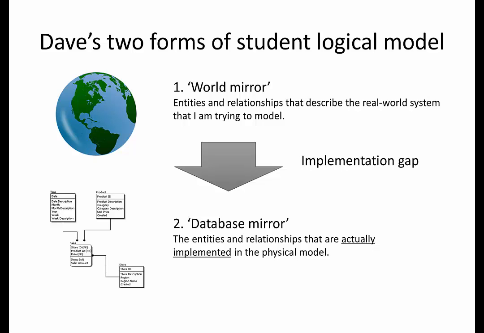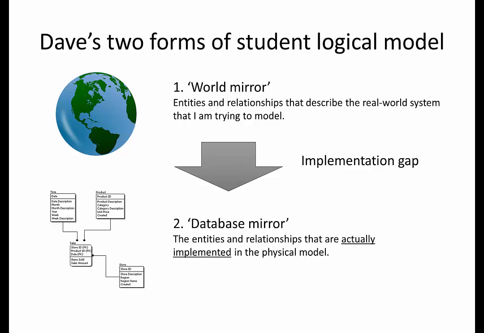But for many students, they don't quite manage to move from what they'd like to create, or they think they should create, to what is actually created. And I think it's not just students; you see examples out there if you Google ER diagrams and things like that. Often there's this implementation gap. So there's almost two logical models. There's the logical model of the way you think the world should work, and then there's the logical model of how your database does work.